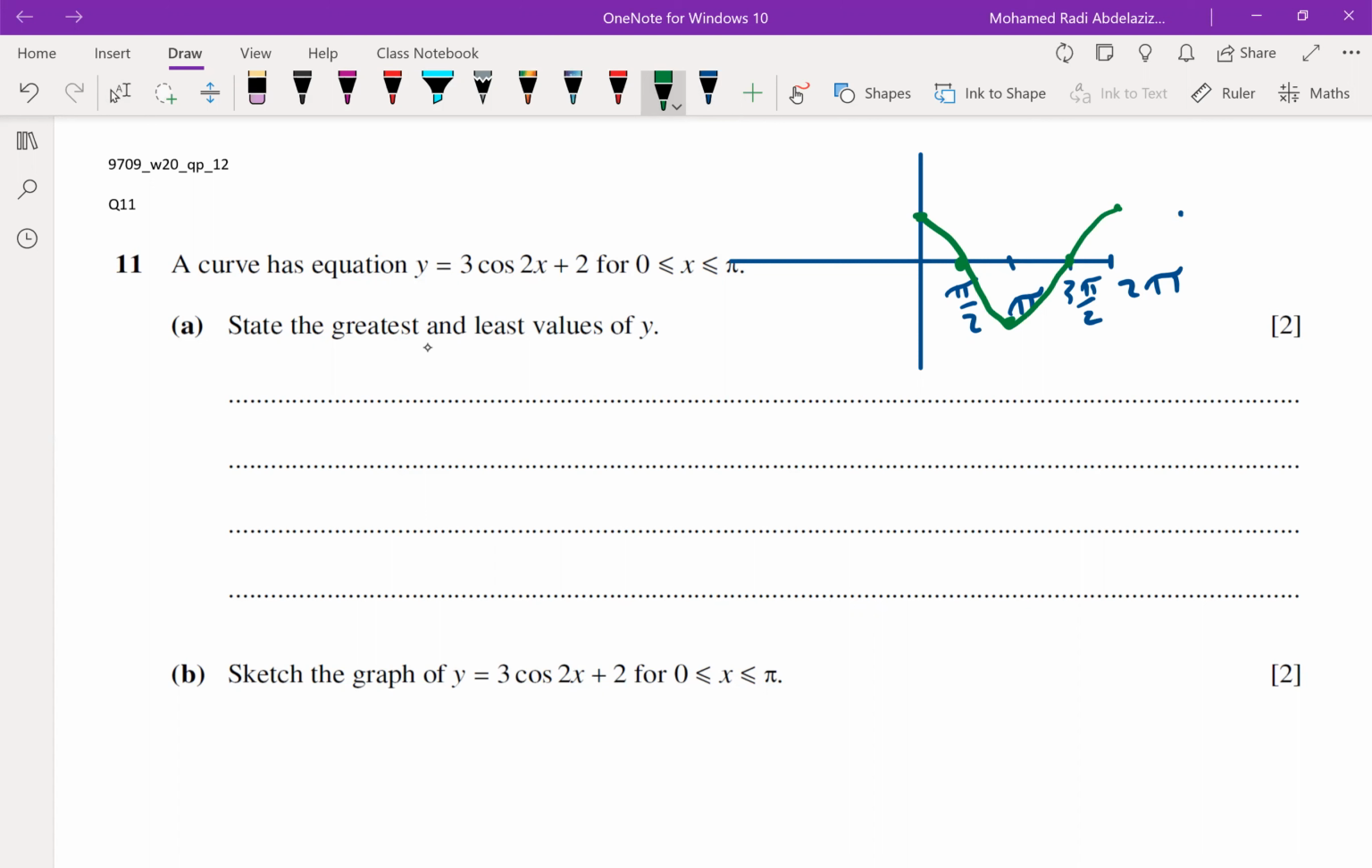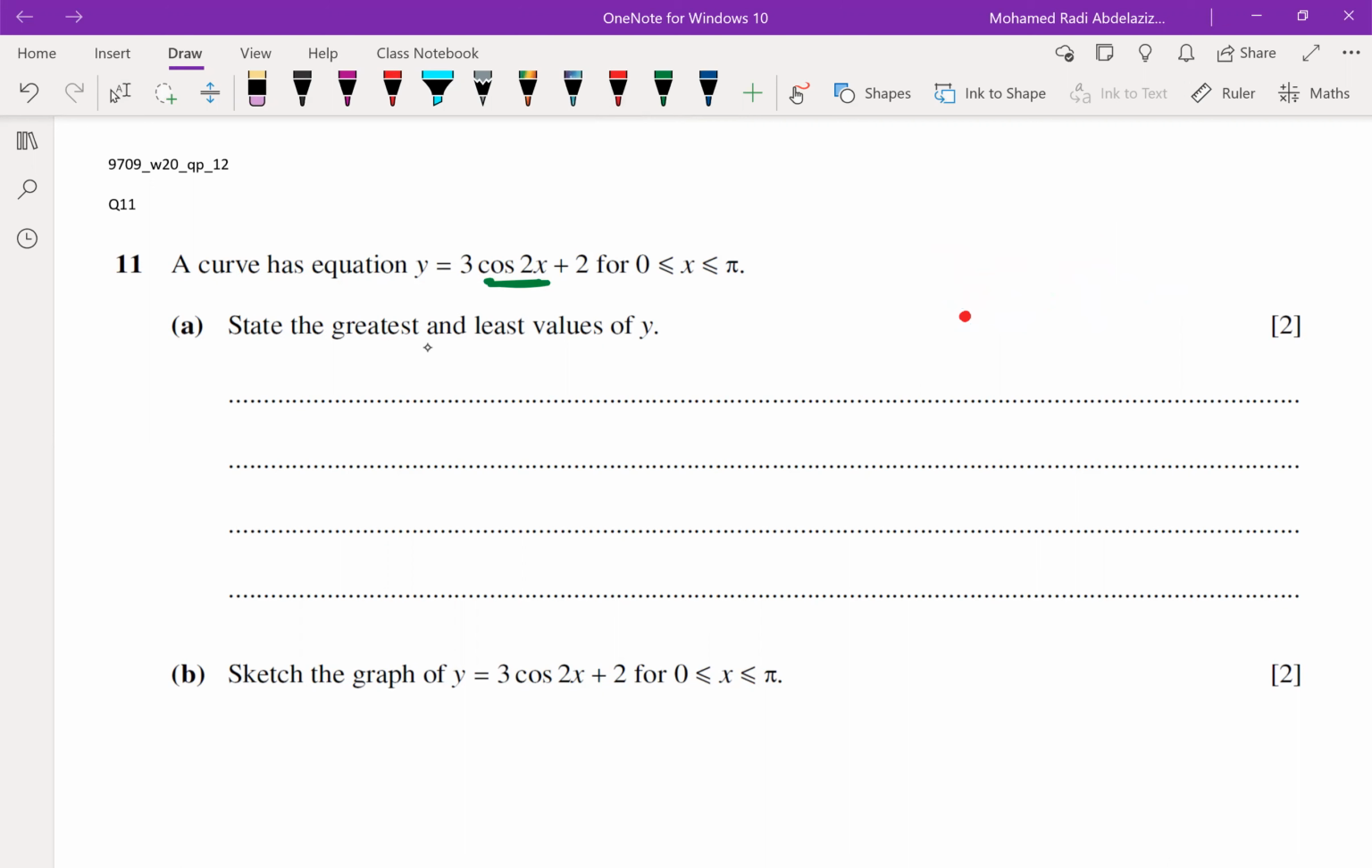Then we'll start to use transformation. What about cosine 2x? Cosine 2x means two waves from 0 to 360. If you reduce the interval from 0 to pi over 2 to be pi over 4, you will get again 1, 0, minus 1, 0, and 1. Then repeat again 1, 0, minus 1, 0, and you will get two waves.